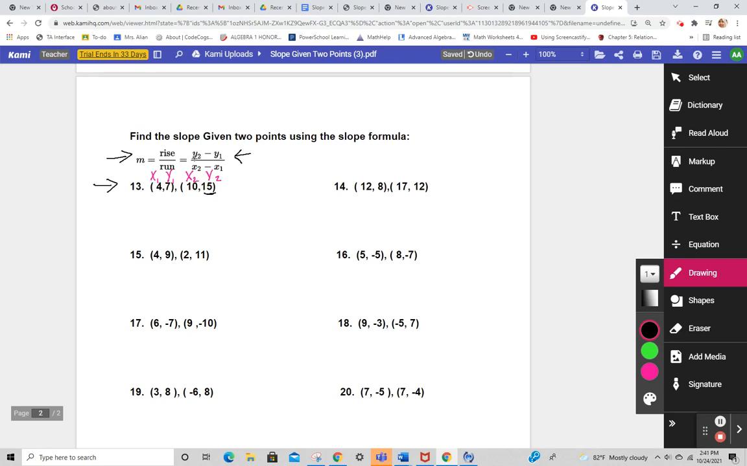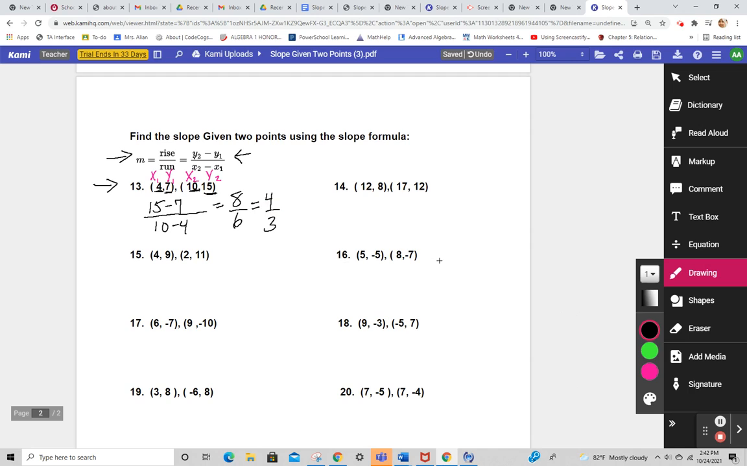All right, so that's what we're going to do. Y sub 2, that's what we start with, y sub 2 minus y sub 1, that's 15 minus 7. X sub 2 minus x sub 1 on the bottom, that's 10 minus 4. 15 minus 7 is 8. 10 minus 4 is 6. We can reduce that. Both numbers are divisible by 2, so this is 4/3. And leave your answer this way in the form of a fraction or rise over run.